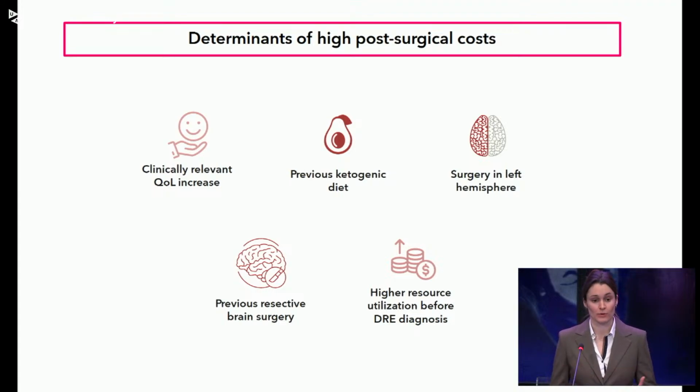Now lastly, what type of patients actually have higher costs after surgery? We saw that those who had a quality of life increase after surgery had higher costs after surgery, but also those who had previously tried a ketogenic diet, had previously already undergone surgery, who were this time operated on in the left hemisphere, and those who already had higher costs before their drug-resistant epilepsy diagnosis.